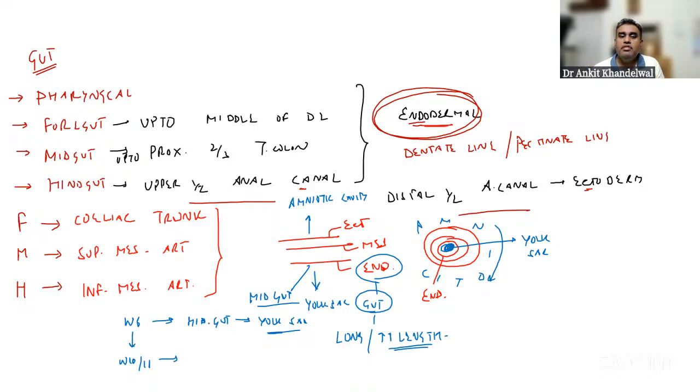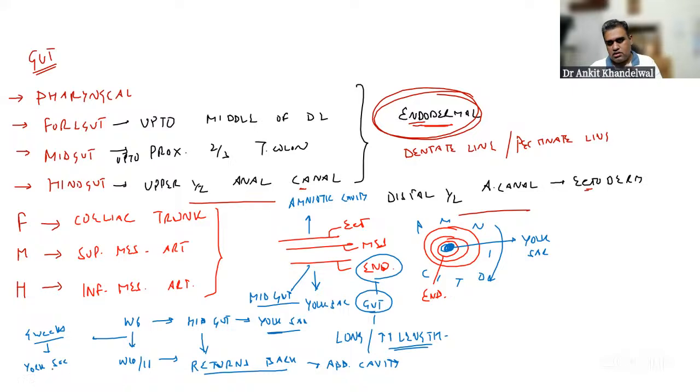It is around week 10 or week 11 that this midgut, which went outside, now returns back. I hope you got the point. It returns back into its proper abdominal cavity. So for around 4 weeks, from week 6 to week 10, our whole midgut was lying in the yolk sac.